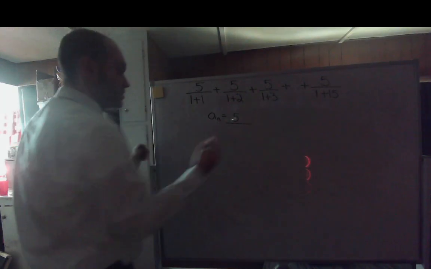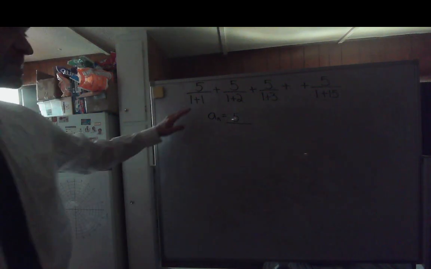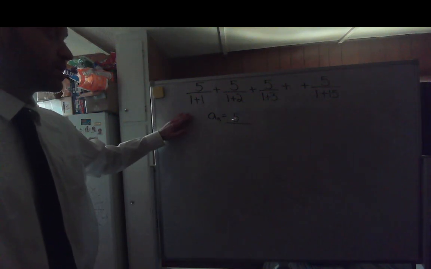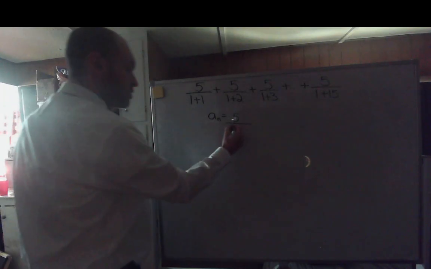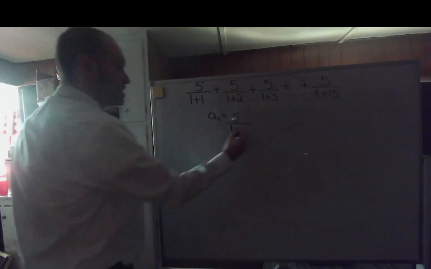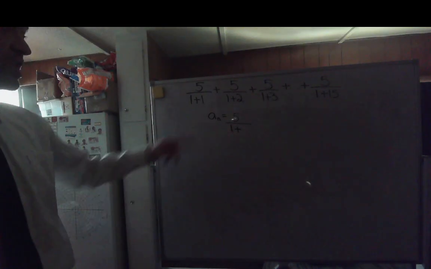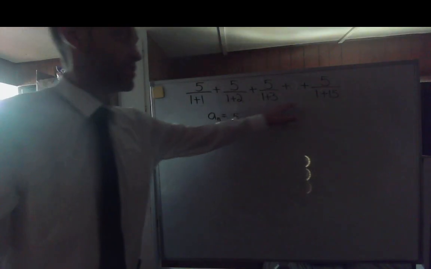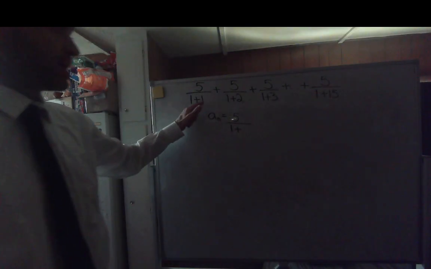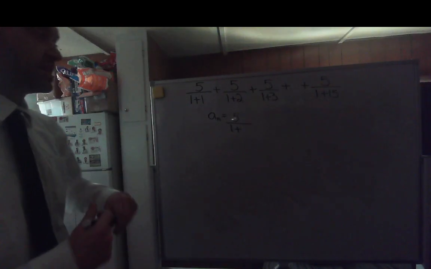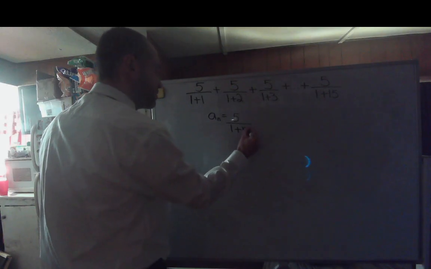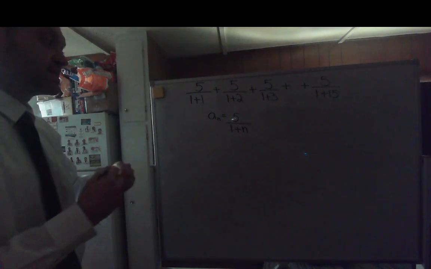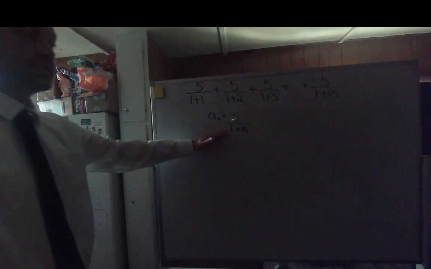Now what about in your denominator? What's consistent in your denominator? You definitely have a 1 plus some number, right? So that'll be 5 over 1 plus, and it looks like it's just increasing by 1 every single term for the number to the right of the plus sign. So a sub n is going to equal 5 over 1 plus n. That's the formula for the sequence.